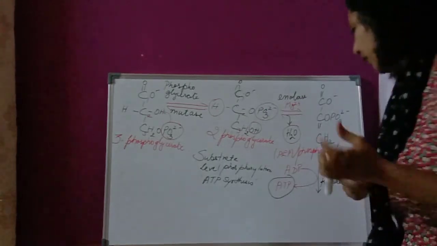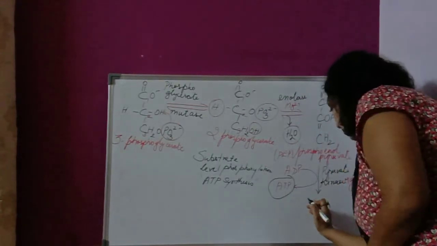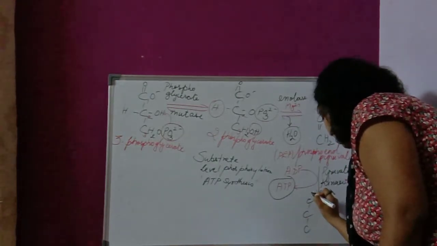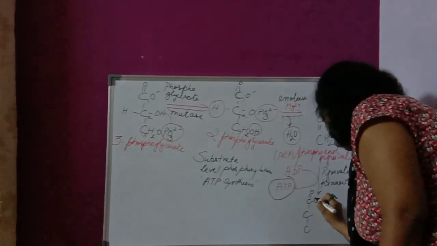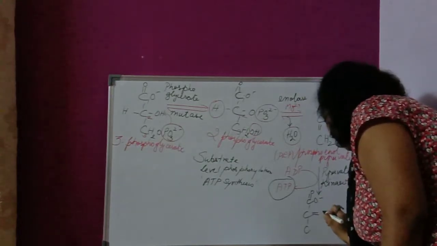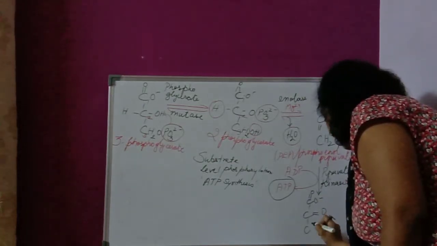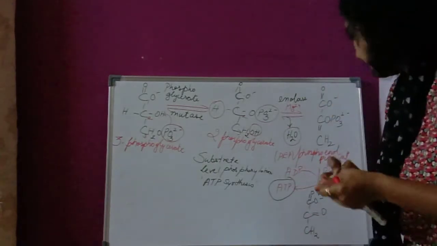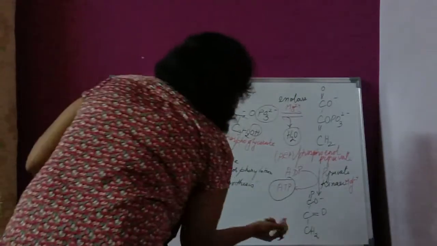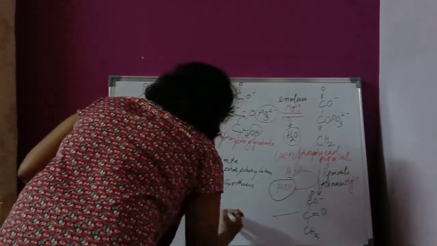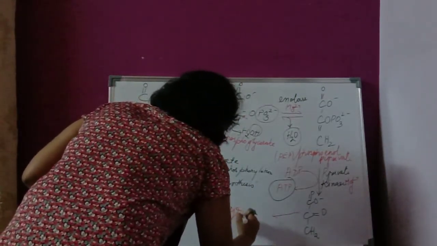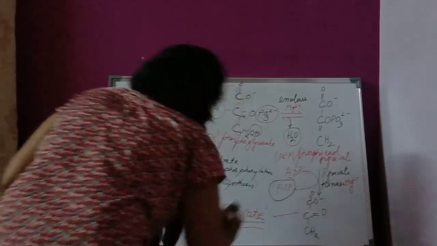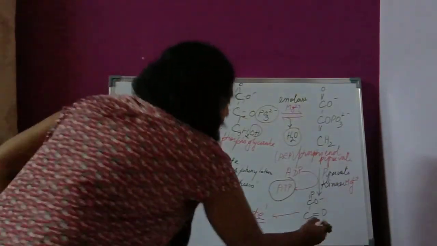So the last compound is pyruvate. I am writing the structure of pyruvate. C double bond O, O minus, C double bond O, CH2. So this is the last compound, pyruvate. This is the last process of glycolysis resulting in the formation of pyruvate.